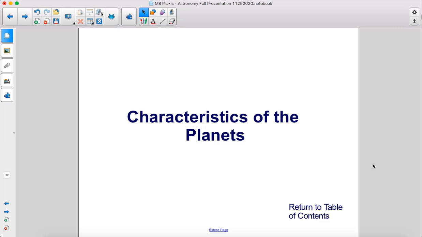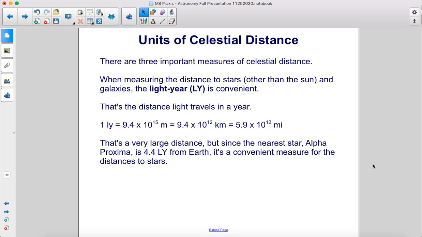Characteristics of the planets. There are three important measures of celestial distance. When measuring the distance to stars other than the Sun and galaxies, the light year is convenient. That's the distance light travels in a year.